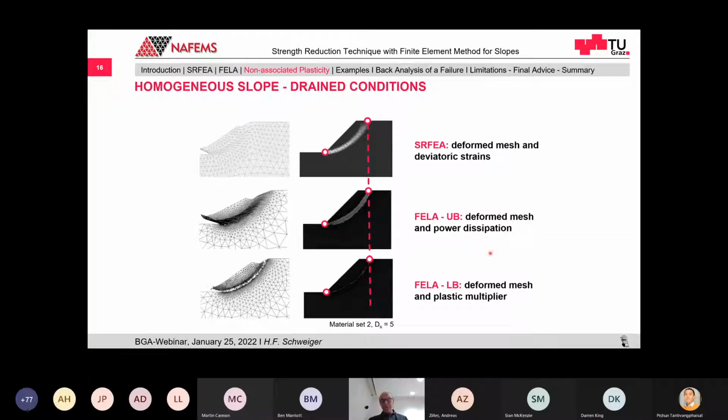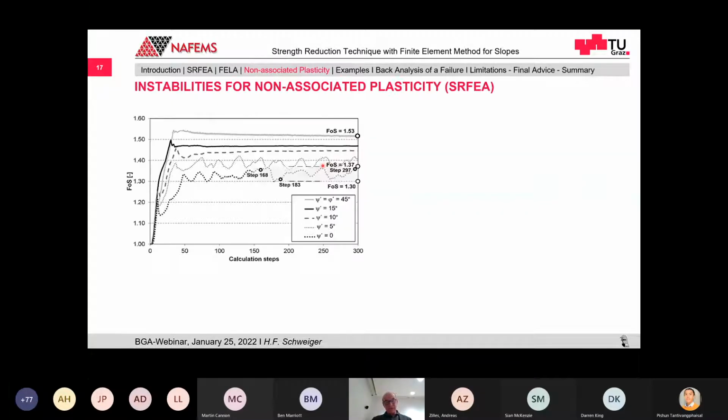But once you have done that, you see that you have the failure upper bound, lower bound, and the strength reduction finite element. You get very much the same result. Now we have to come to the problem part. I mentioned already that we may observe instabilities for non-associated plasticity.